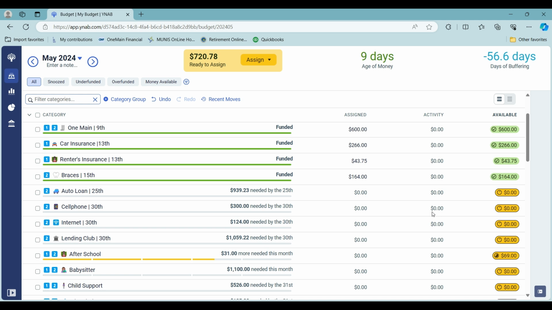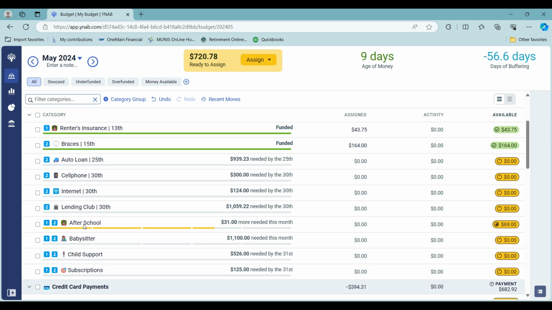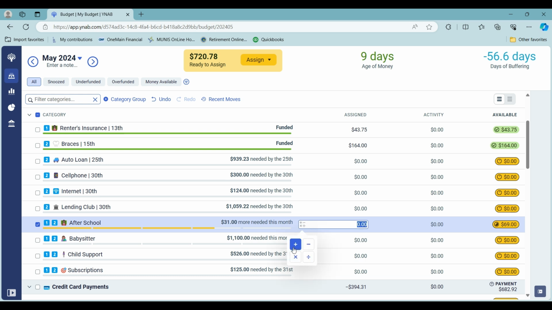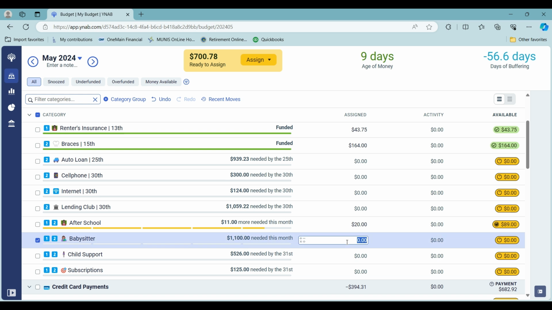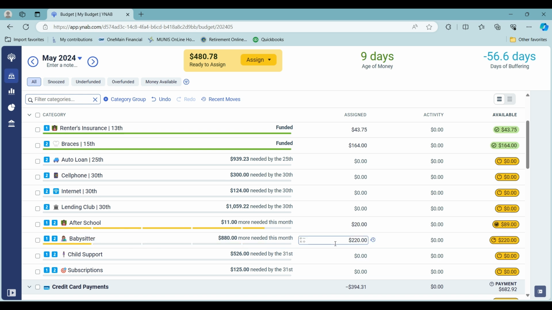Let's go down. Oh, after school. So I completely missed this one. So after school is going to need $20 for this week. All right. And the babysitter is going to need $220 for this week. Okay, so now that's $480.